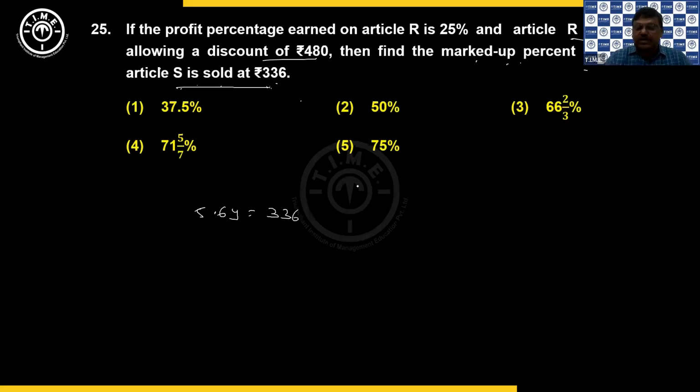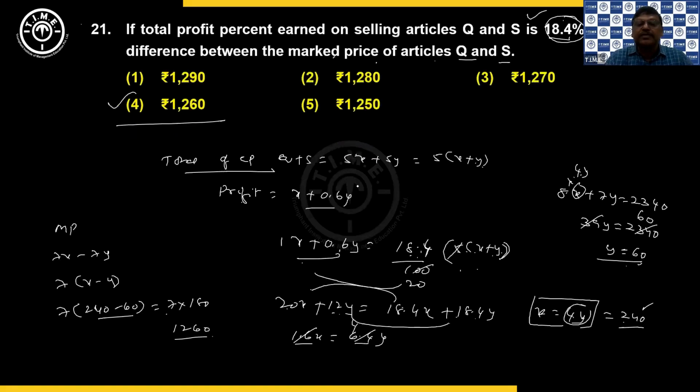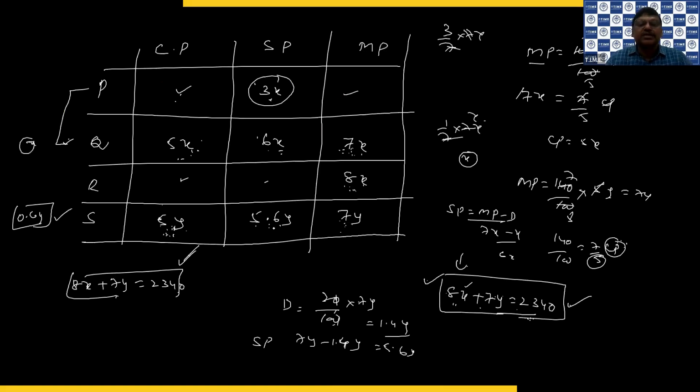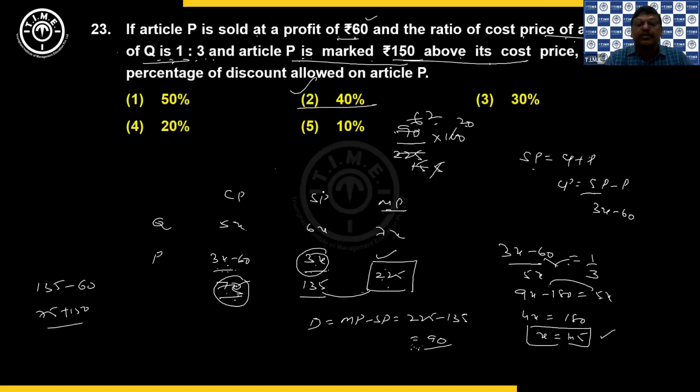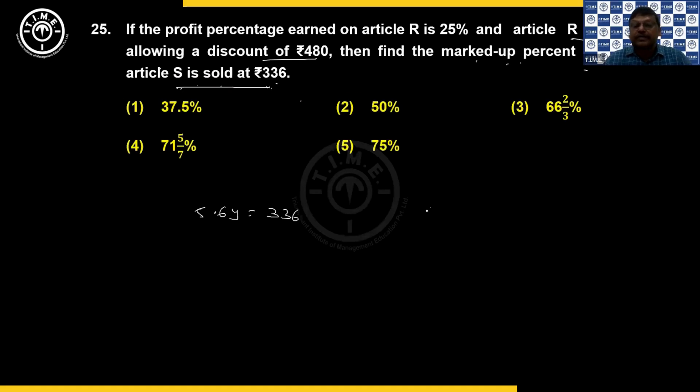And you also know, students, 8x plus 7y. See, please remember, this is 5.6y. This 8x plus 7y is how much, please? 2340, right? 8x plus 7y is 2340. I need both. Students, you can see, remove the decimal, put a 0 here. 56, 6 are 336. Y is equal to 60.